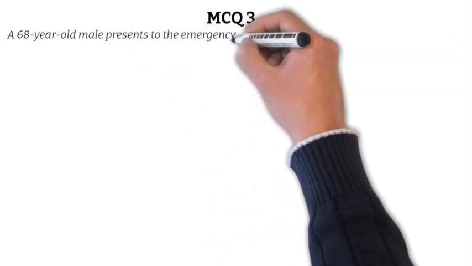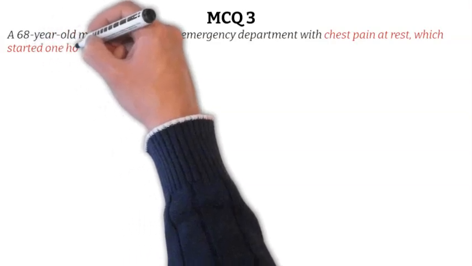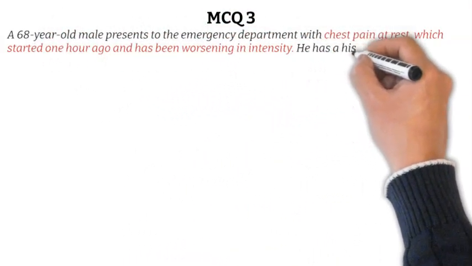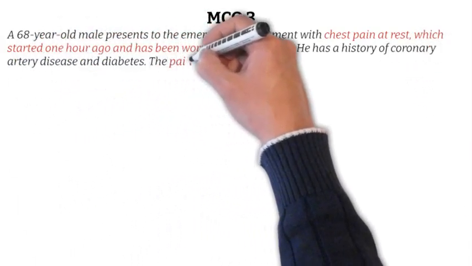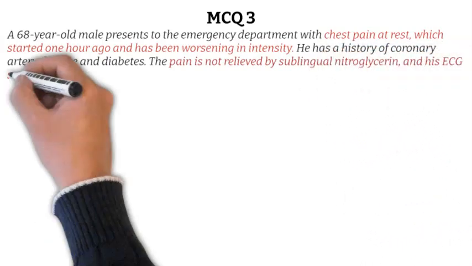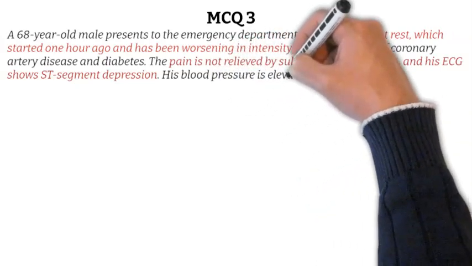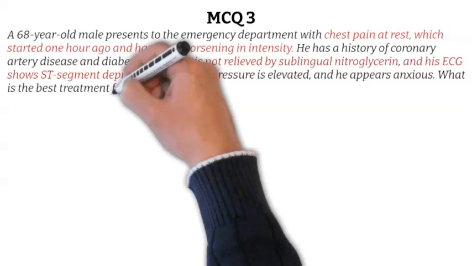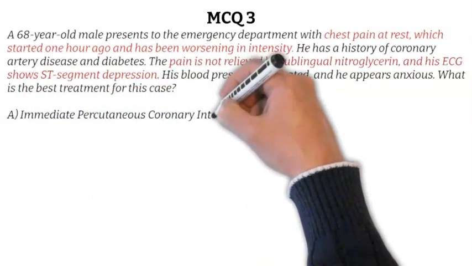My bad. Okay, last case of tonight. A 68-year-old male presents in the emergency department with chest pain at rest, which started 1 hour ago and has been worsening in intensity. He has a history of coronary artery disease and diabetes. The pain is not relieved with sublingual nitroglycerin, and the ECG shows ST segment depression. His blood pressure is high and he appears anxious. What is the best treatment?